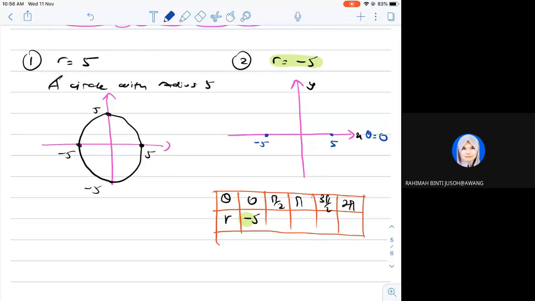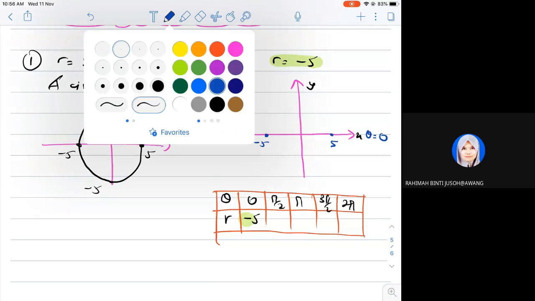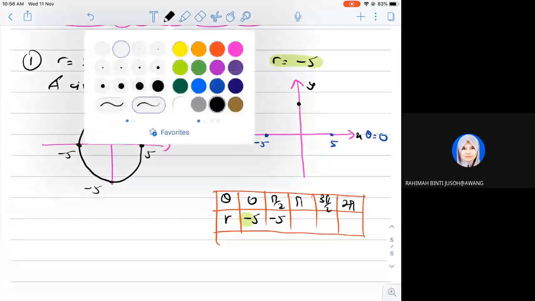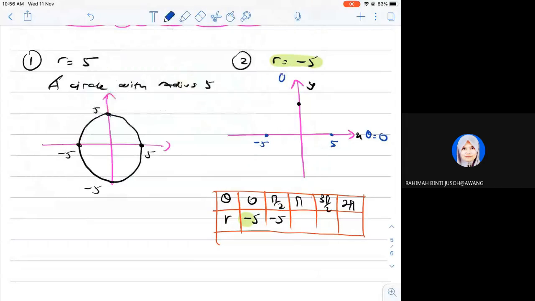Understand? So next, at the point where angle equals pi over 2, also negative 5. It should be up here, theta equals pi over 2. This is the angle of theta equals pi over 2. It should be on the positive y-axis. But the radius is negative, so we have to reflect. It is down here. Negative 5.